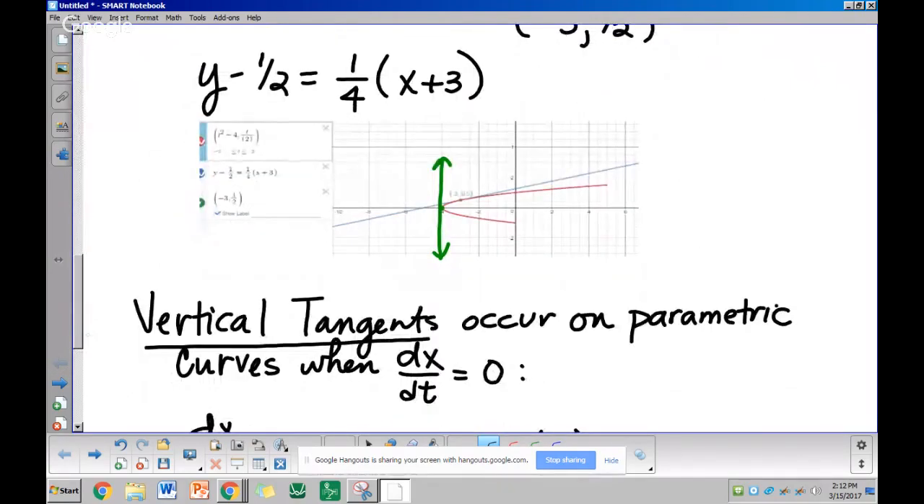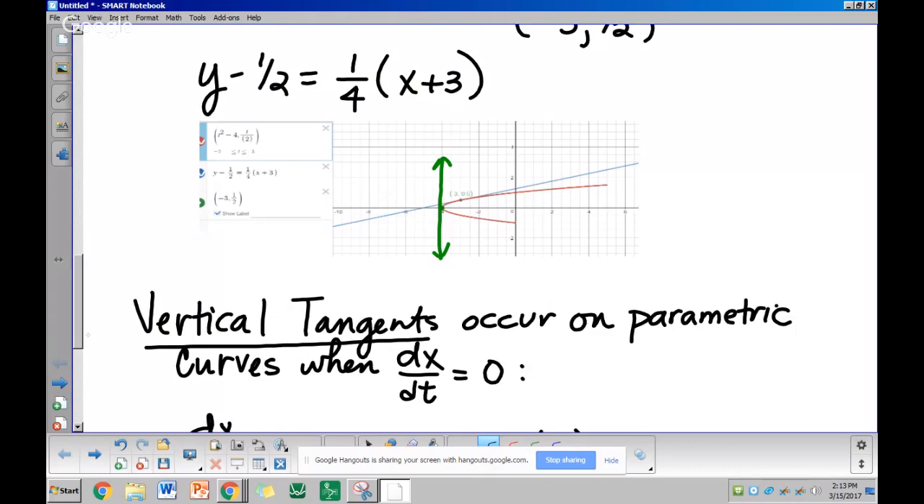We have (3, 1/2). Are we concave down? You see how it works? So the trickiest part of the second derivative is that you have to take the derivative of dy/dx, which is a function of t, over dx/dt. That's the trickiest part of calculus and parametrics.